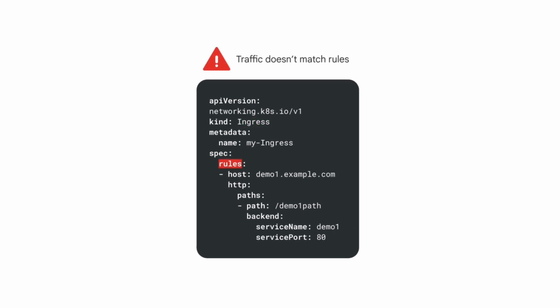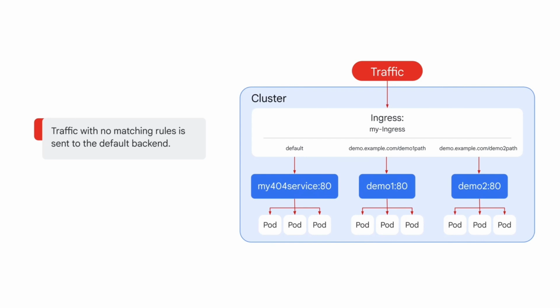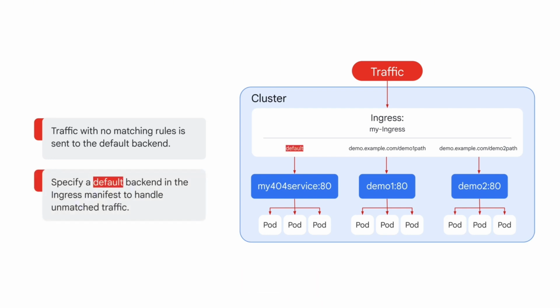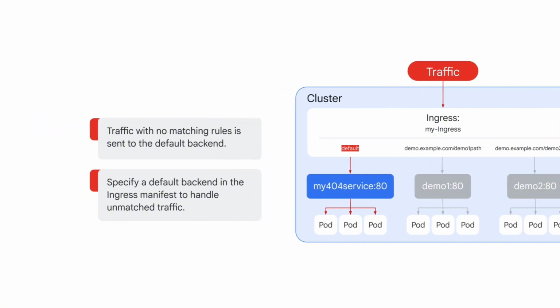So what happens to the traffic that doesn't match any of these host-based or path-based rules? The traffic with no matching rules is simply sent to the default backend, which is a service that acts as the destination for traffic that doesn't match any of the specified paths in an ingress manifest. A default backend can be specified by providing a backend field in your ingress manifest. If a default backend isn't specified, GKE will supply one that replies with error code 404.